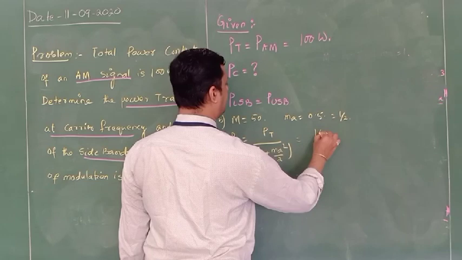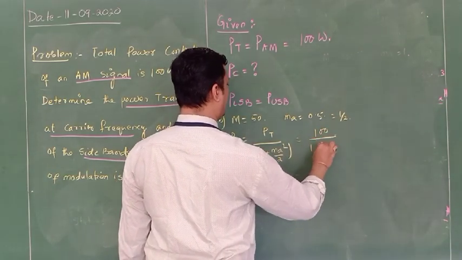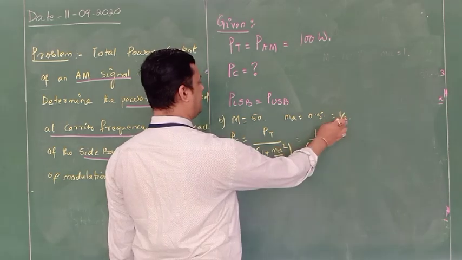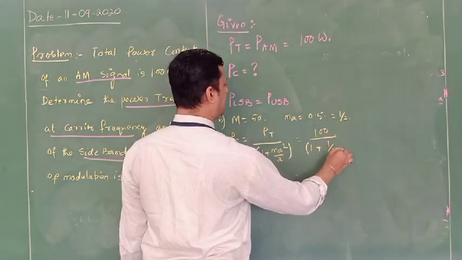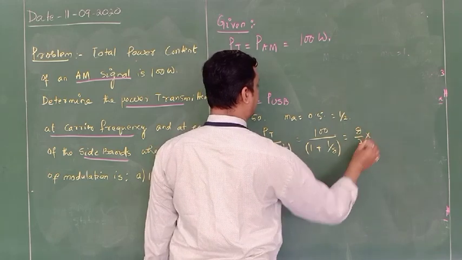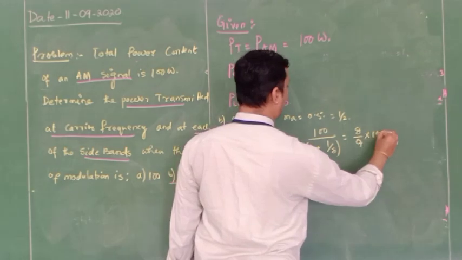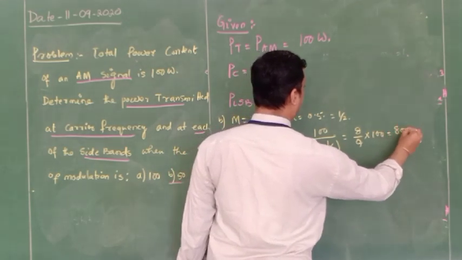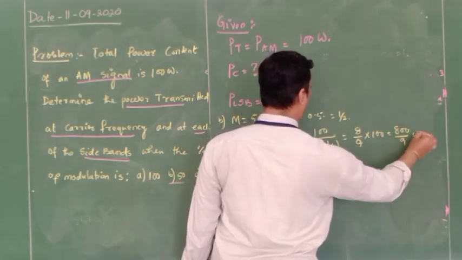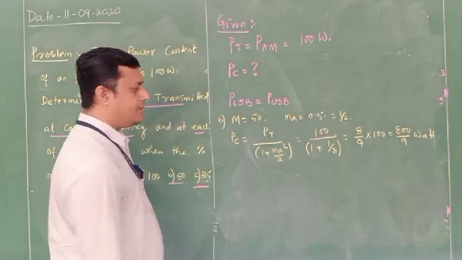The transmitted power is 100 watt. 1 plus Ma square means 1 plus 1 by 4, which will become 1 plus 1 by 8, so it is 9 by 8. So it is 8 by 9 into 100. So it is 800 divided by 9 watt. This will be my carrier power.